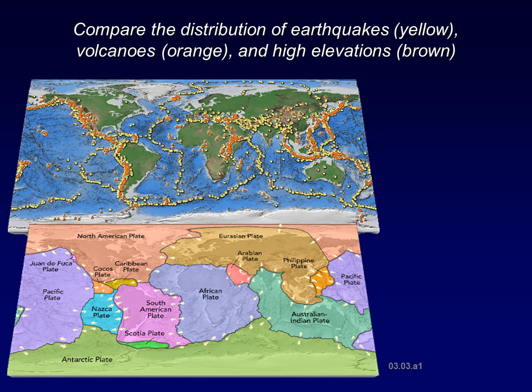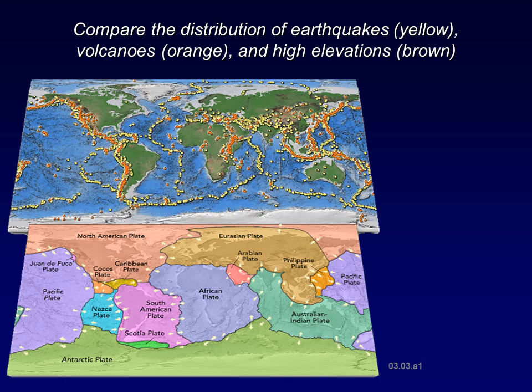Now, putting all of those pieces together and comparing the distribution of earthquakes, the yellow dots, volcanoes, the orange triangles, and elevations, again, the brown being the higher elevations. So when we put these all together, you can see they overlap quite a bit.